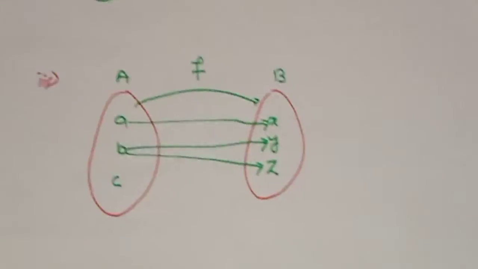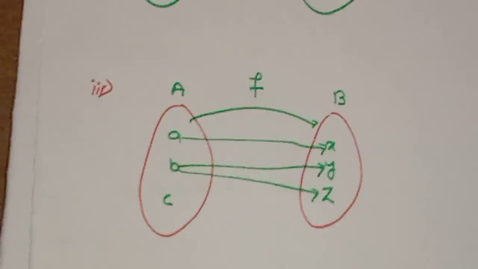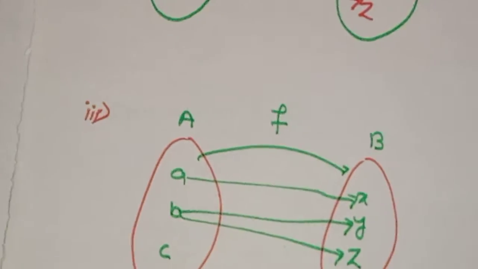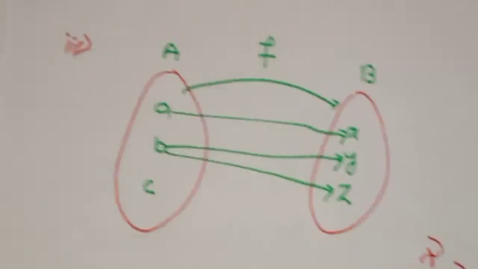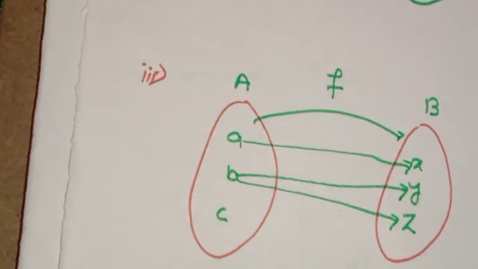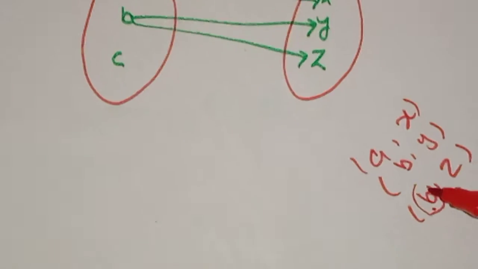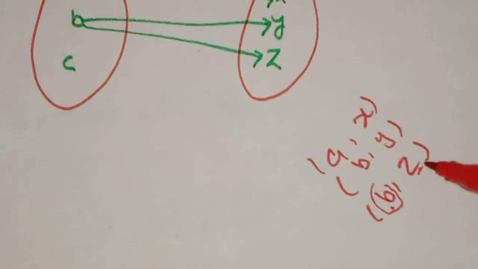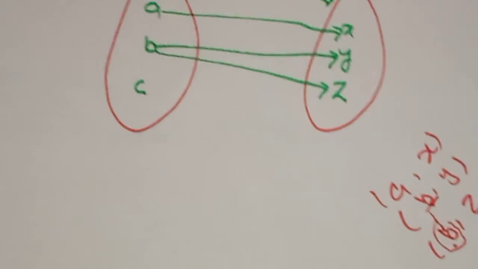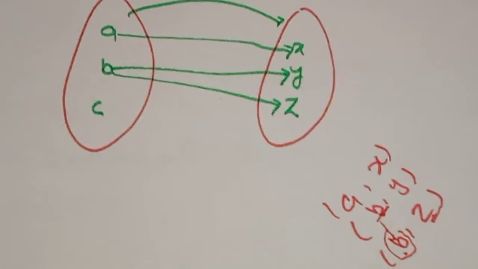If you write it in ordered pairs, we will understand it very easily. (a, x), (b, y), (b, z), and c is left. This is not a function. So here is the repetition. This is the domain element, and this is the range element. So there is repetition in the domain element, and we can say that this is not a function.